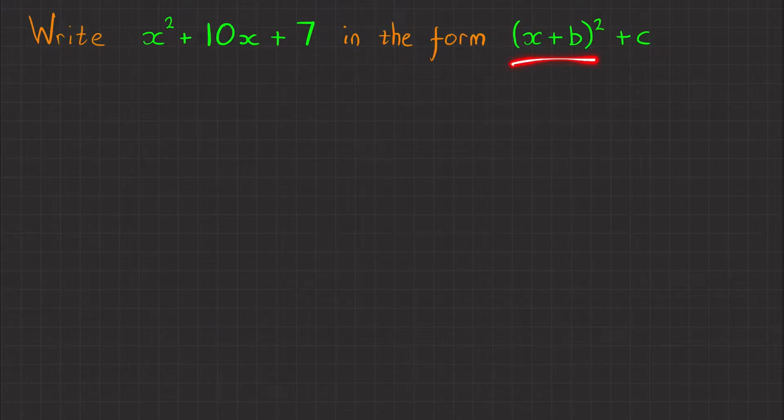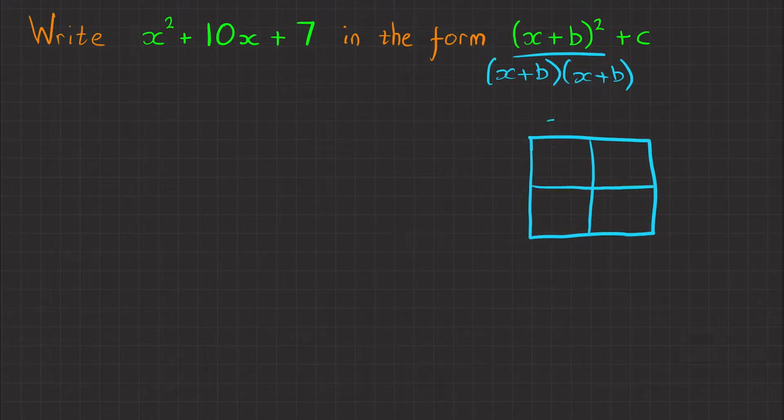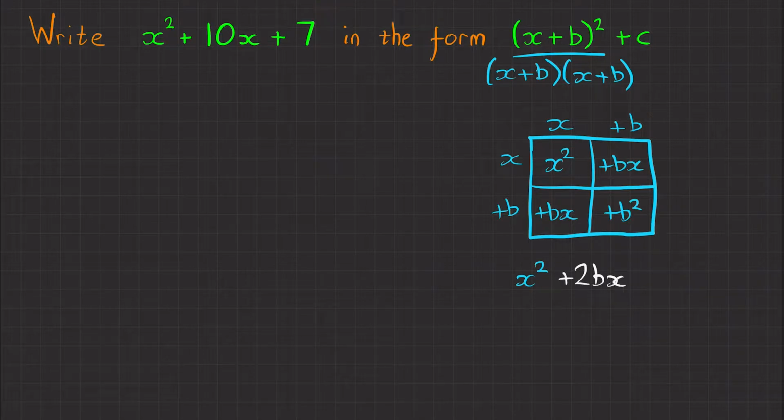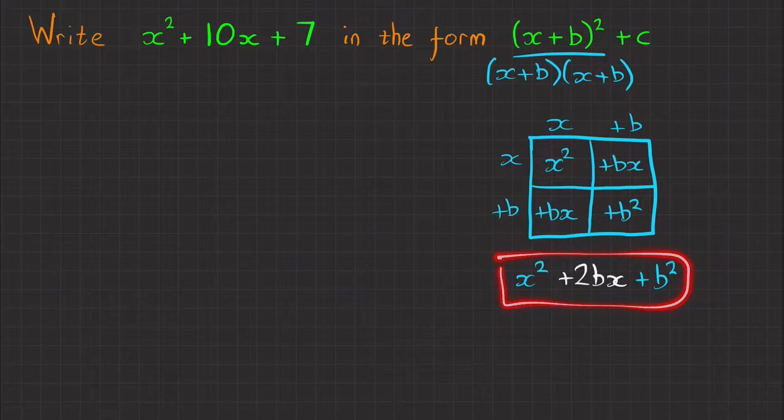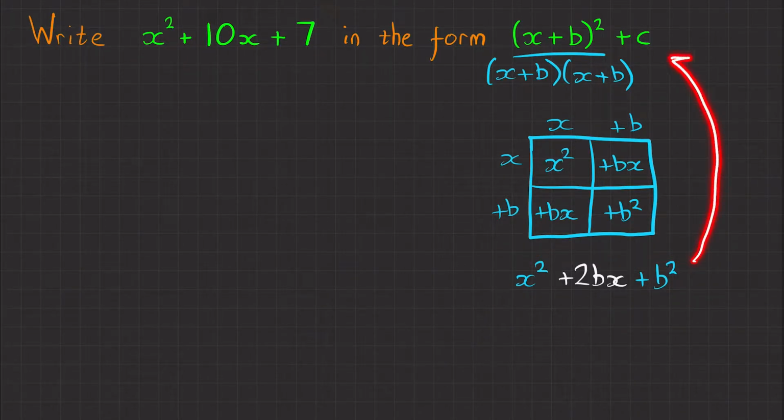Now what does (x plus b) all squared mean? Well, it's just been multiplied by itself twice, so it means (x plus b)(x plus b). And if we multiply that out, we'll have x squared plus bx plus bx plus b squared, where b is a numerical value. If we write this out and simplify it, we'll have x squared plus 2bx plus b squared. Now this format is in the same form as this original question, so we can start to see how this will end up as this.